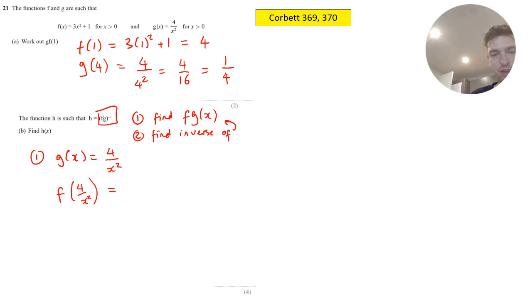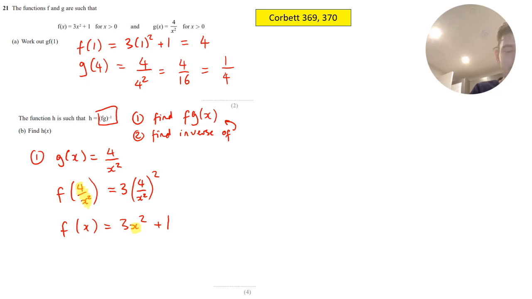Okay, so remember, to do this, what I like to do when I'm showing this is write out f of x again, and I'm going to replace all of my x's with 4 over x squared. So let's do this. F of 4 over x squared. So it's going to be 3 times by not x squared, but 4 over x squared squared.